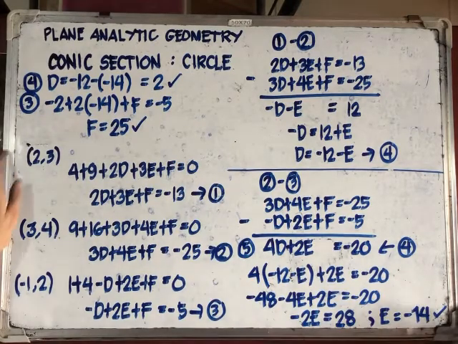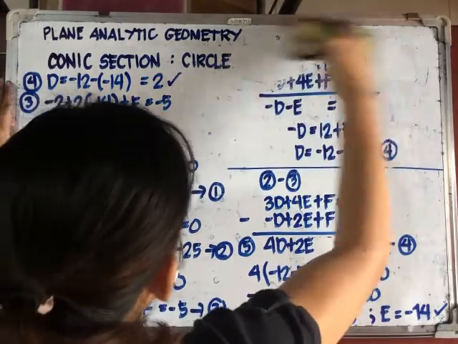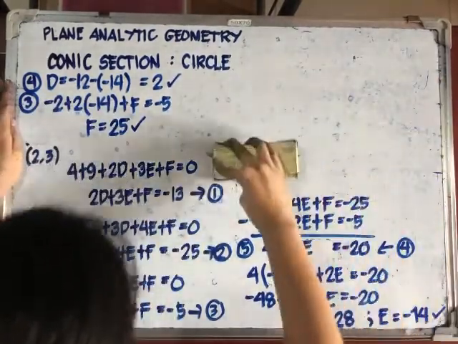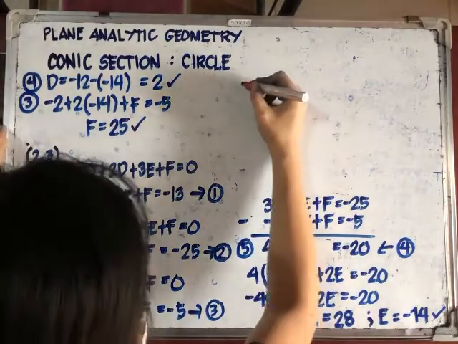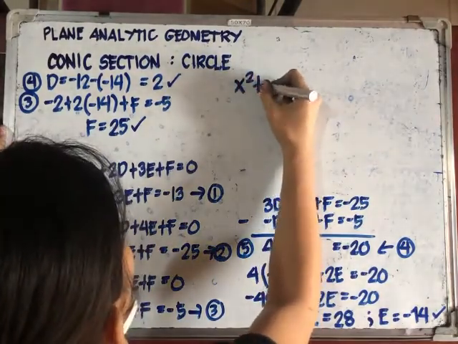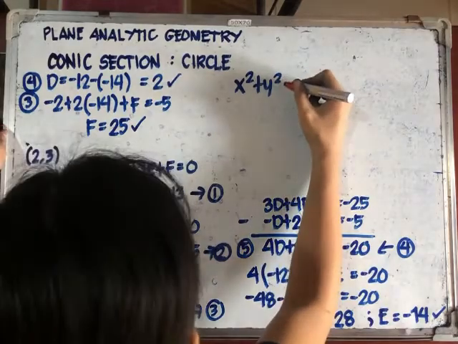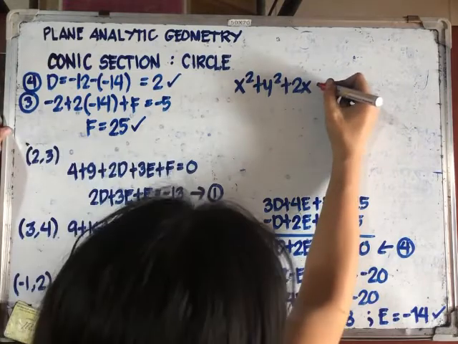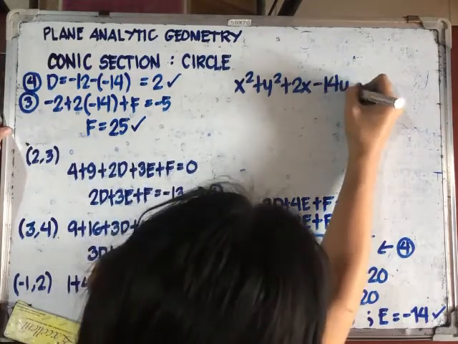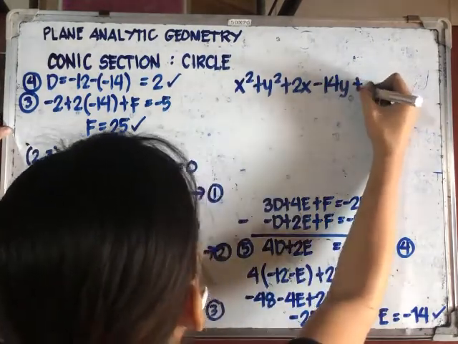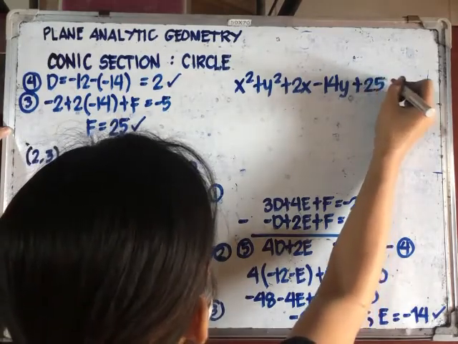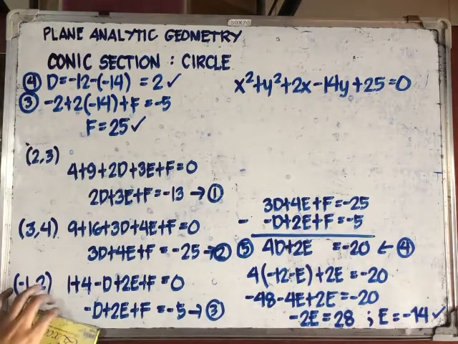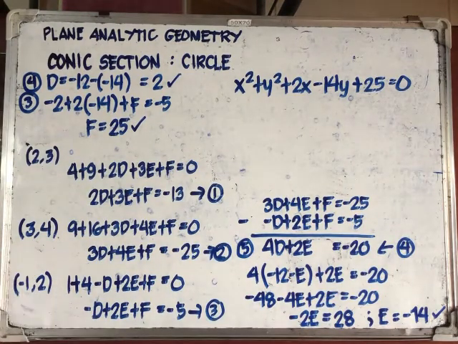So, that our final answer, erase ko na to dito. Our final answer is x squared plus y squared plus 2x, that's Dx, minus 14y plus 25 is equal to 0. Alright? So, ayan. Pwede mo din siya isulat into standard form.